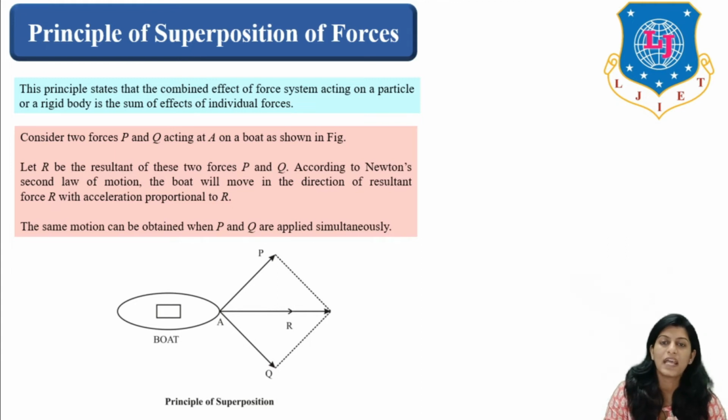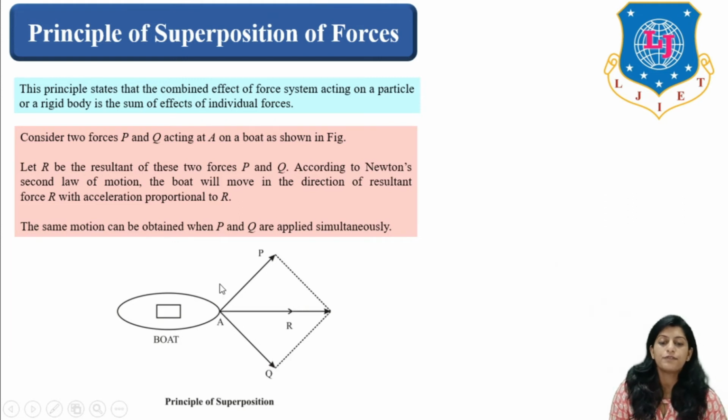That means whatever amount of force is experienced by a given body will be the summation of individual forces acting on that particular body. So we must understand and remember this principle. Now let us consider two forces. As you can see here, there is a force P and a force Q acting on a boat at point A. So this is our boat, and at point A we are applying forces P and Q.